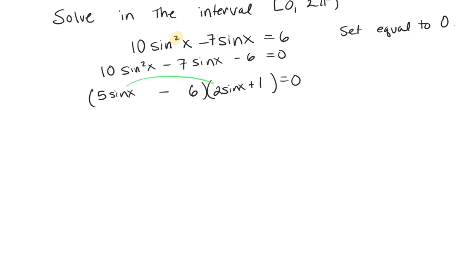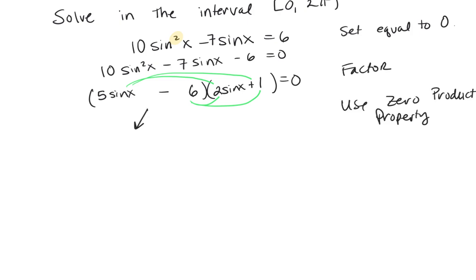We'd get 10 sine squared x plus 5x minus 12. That's going to work. Okay, so we go through the process of factoring, and then we're going to use the zero product property, which sets each of those factors individually equal to 0. So we've got 5 sine x minus 6 equals 0, or 2 sine x plus 1 equals 0. And let's solve each of those.